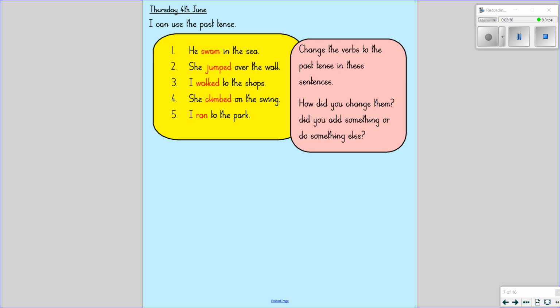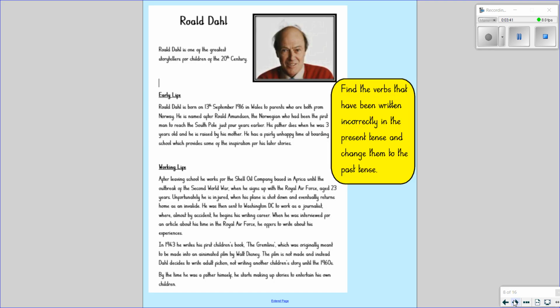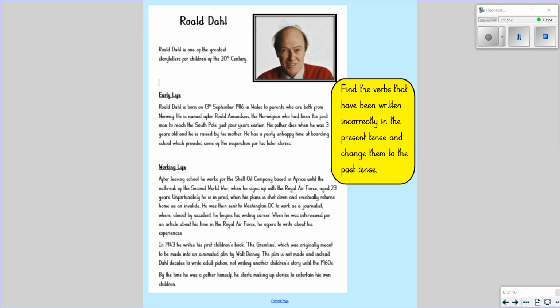Okay, what we're going to do now is we're going to look at a biography of Roald Dahl, the wonderful writer Roald Dahl, and you're going to find the verbs that have been written incorrectly in the present tense and change them to the past tense. Now, this is available for you as a PDF on the Google Drive if you want to print it off and change it on paper. You can otherwise just follow and change it, or think about the changes on screen, whatever's best for you.